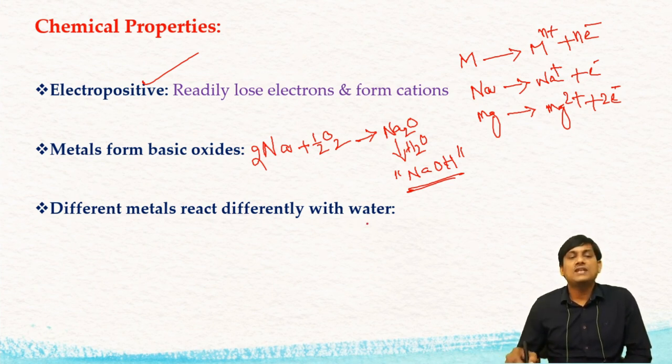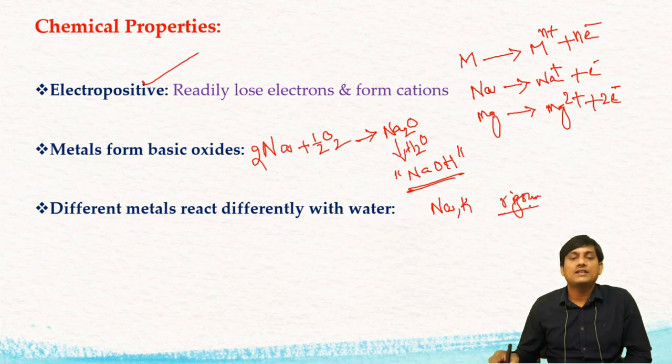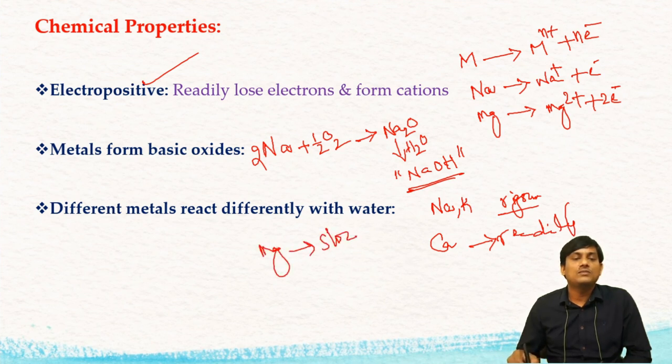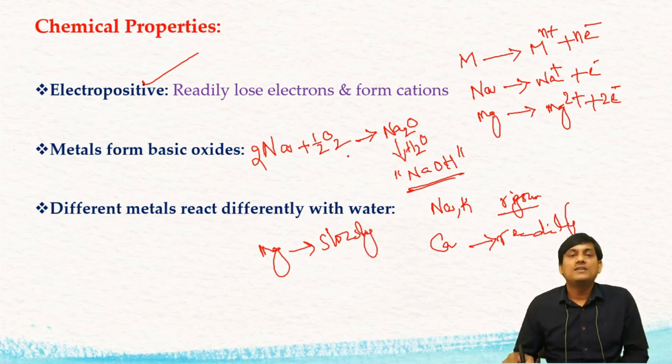Different metals react differently with water. If you take alkali metals such as sodium or potassium, they react vigorously. If you take calcium, it readily reacts with water. And if you take magnesium, it reacts slowly. And if you take silver, gold or platinum, these elements cannot react with water. Based on their nature, different metals react with water at different rates.